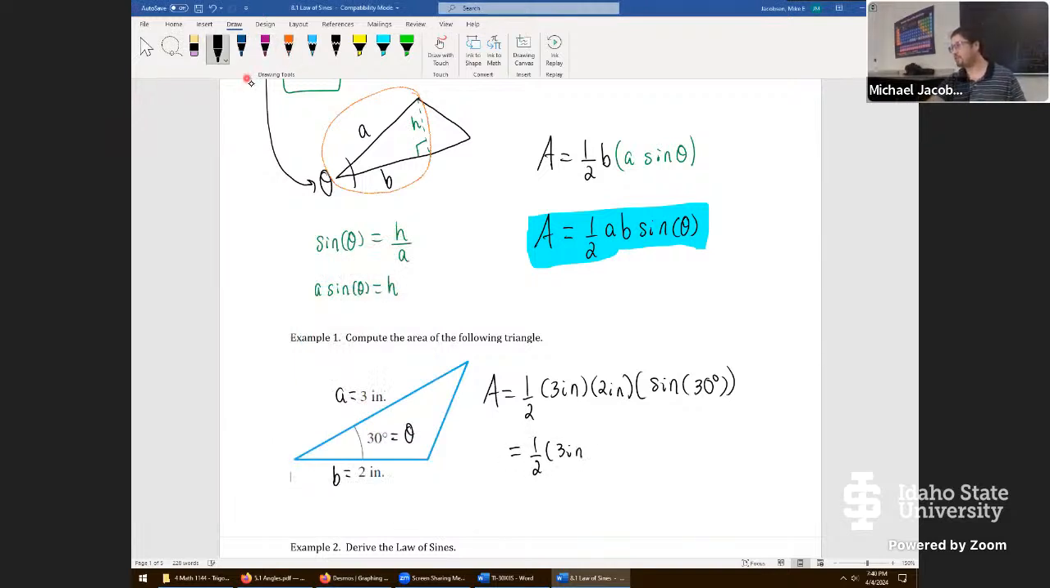1/2 times 3 inches times 2 inches. Sine at 30 degrees or sine at pi over 6 gives you 0.5, or 1/2 again. So now we have a cancellation from this 2 and that 2, and 3 times 0.5 will give us 1.5 inches squared. So that's finding the area of this triangle as fast as possible. Well, any last questions, folks, on running through this one?